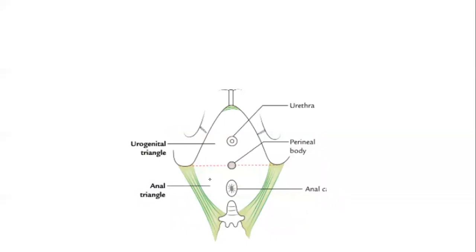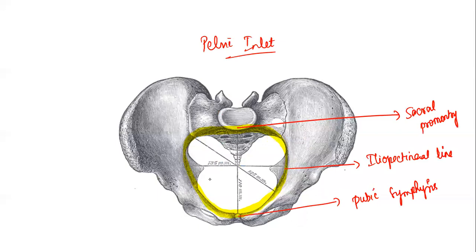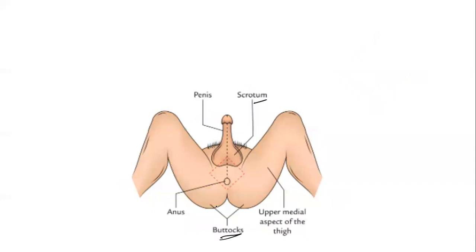So the first part, we have just seen the boundaries of the perineum, right? So we saw the boundaries of the pelvic inlet. We are more concerned about the pelvic outlet because that is what is called the perineum. So it's a diamond-shaped region which is bounded anteriorly by the pubic arch, posteriorly by the coccyx, laterally by the ischial spine. And for the external boundaries, anteriorly the scrotum if it is male, and if it is female, the mons pubis. Posteriorly, the buttocks. On the lateral aspect, the medial aspect of the thigh. Right? So this is about the perineum boundaries.